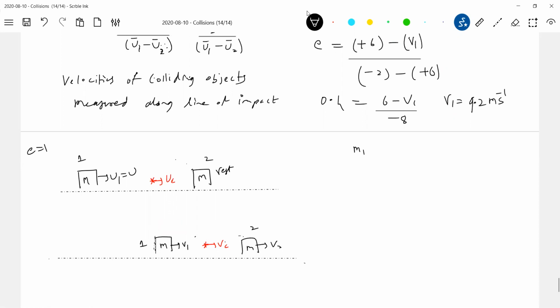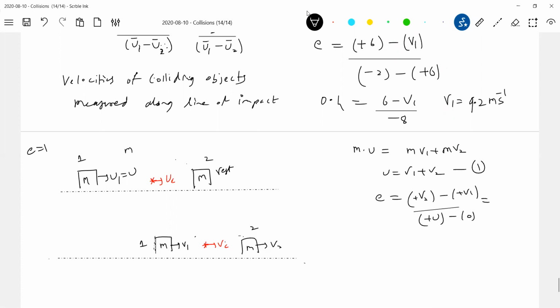Let's calculate first in the ground frame what will happen. Applying conservation of momentum, M1U, mu is equal to mv1 plus mv2. Will you agree? So therefore u equals v1 plus v2. Applying the coefficient of restitution, E equal to 1, so v2 minus v1 by u, or u is equal to v2 minus v1. Adding up these two, how much will we get? V2 equal to u and v1 is 0.